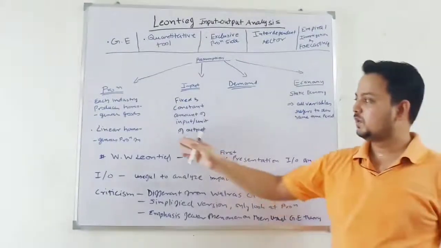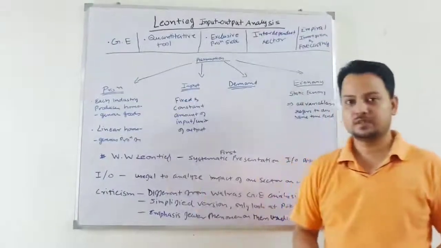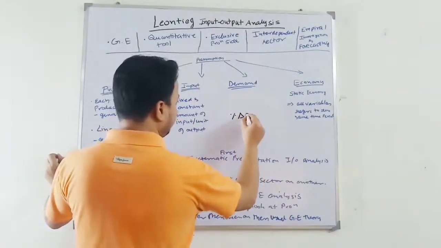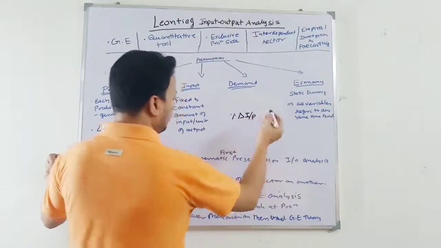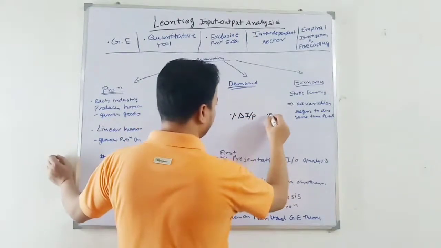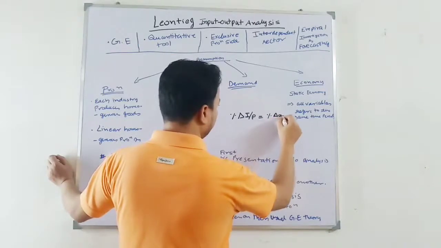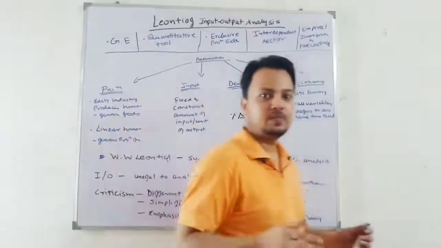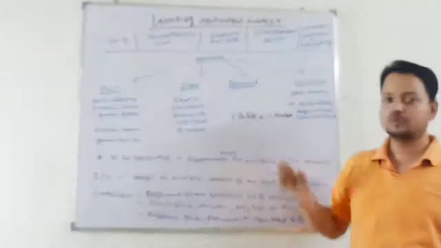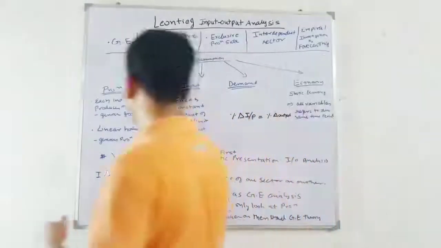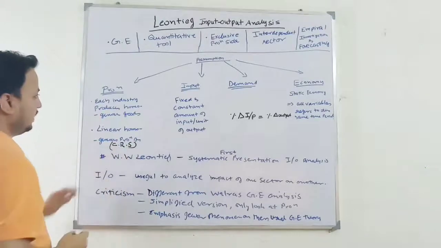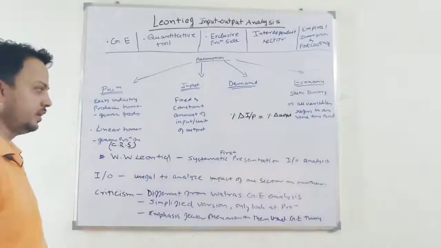So what do we mean by linear homogeneous production function? It basically means that percentage change in input is equal to percentage change in output. You know this thing, that when percentage change in input equals percentage change in output, you will have constant returns to scale. So linear homogeneous production function basically means that in this framework, input output analysis, we are assuming constant returns to scale.